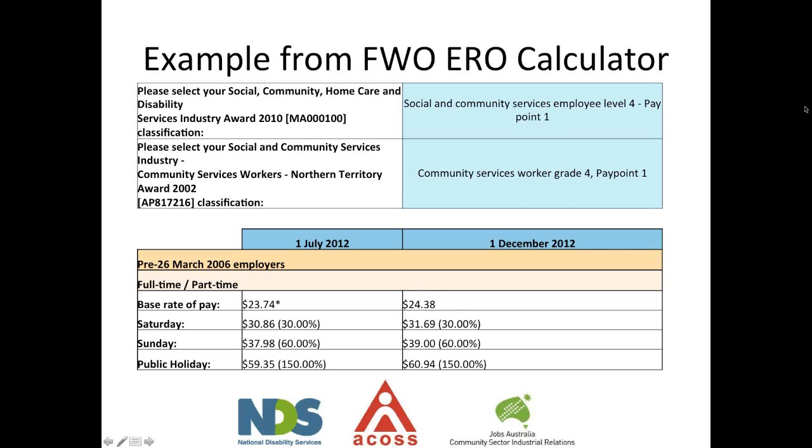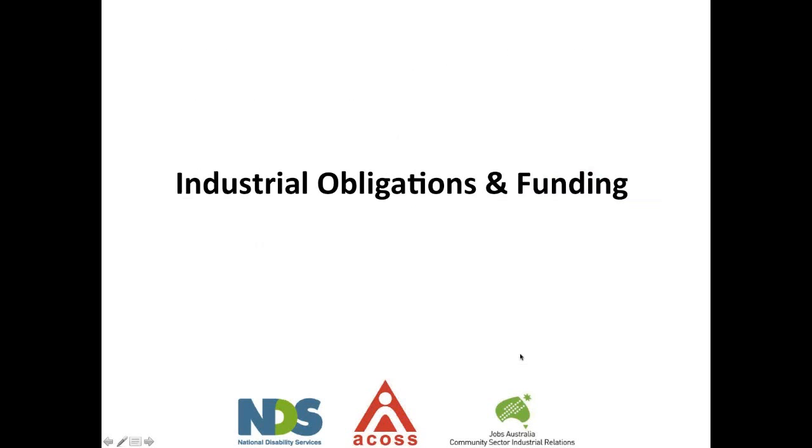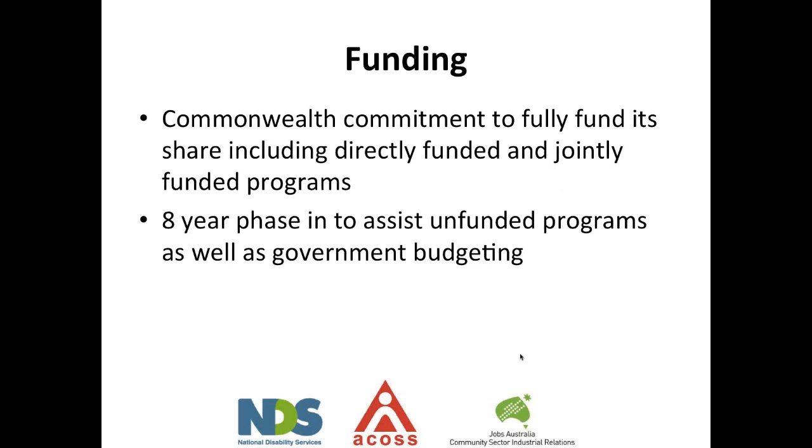So you'll need to go back and have a look at whether you have correctly classified someone. In terms of your industrial obligations and funding, the Commonwealth has given its commitment to fully fund its share, including directly funded and jointly funded programs. And that's part of the 8-year phase-in to assist unfunded programs to be able to cope with budgetary constraints, as well as government budgeting to allow for that.